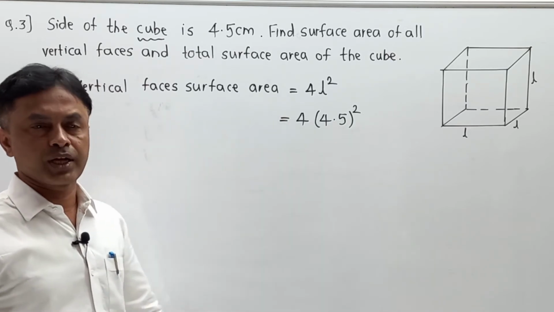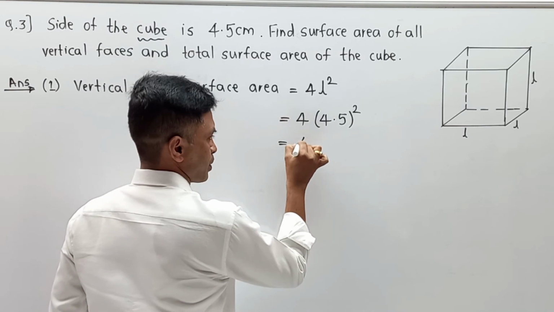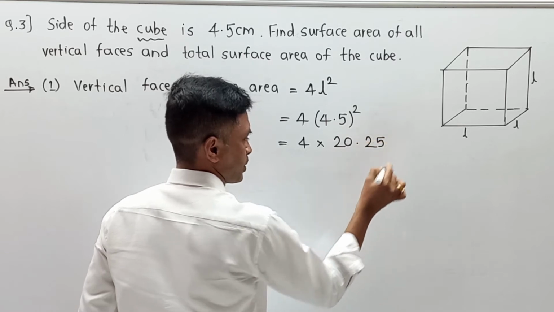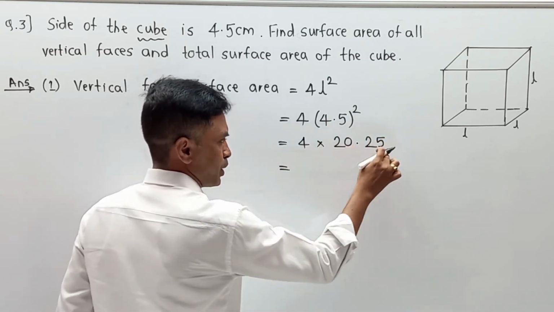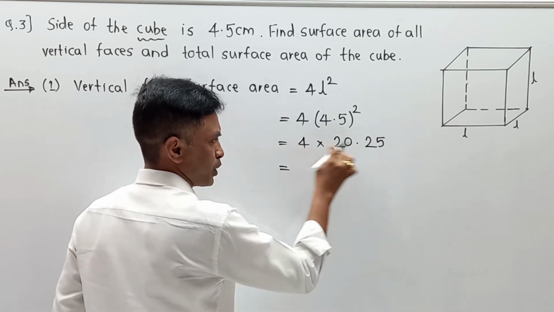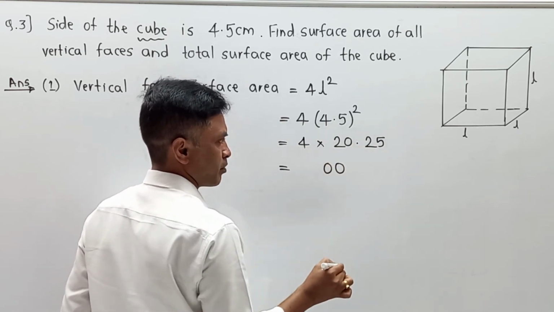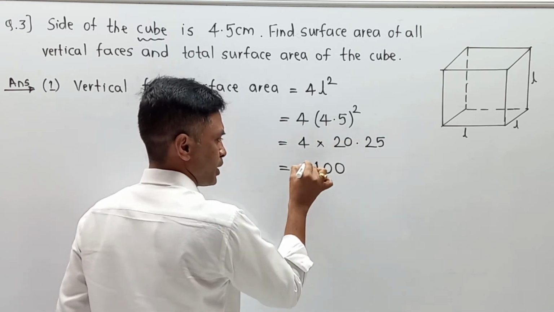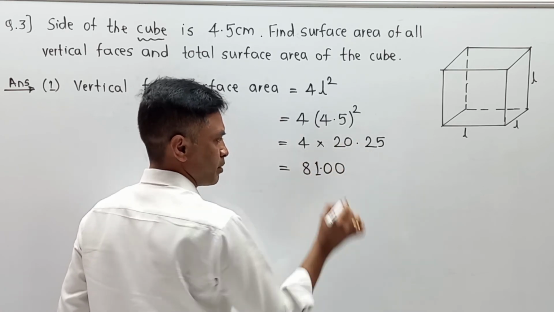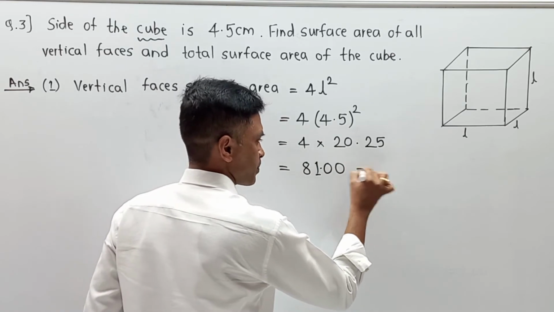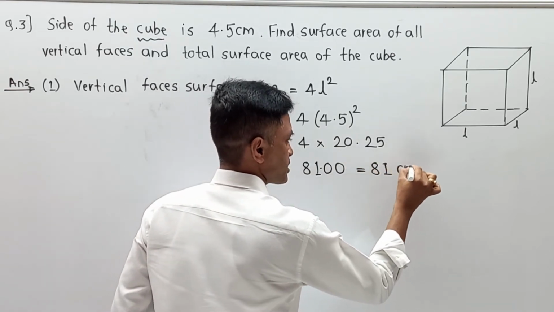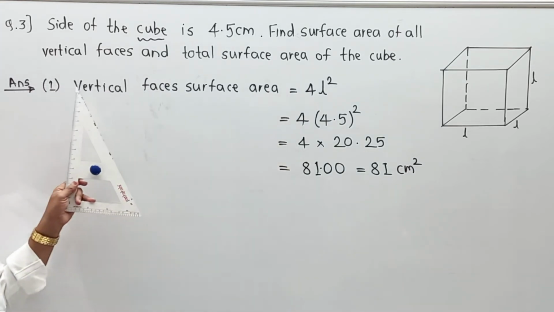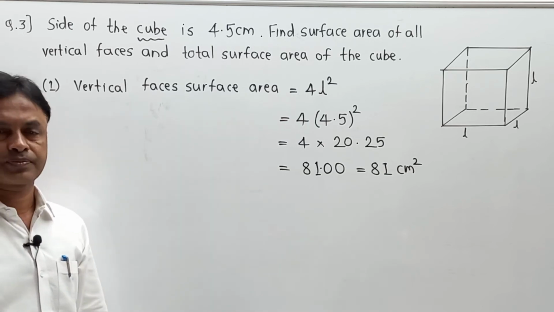Now we are going to do the needful calculation and the part is 4.5 square becomes 20.25. Now the calculation is 4 into 5 is 20, carry 2, 4 into 2 is 8, plus 2 is 10, carry 1, 4 into 0 is 0, carry 1, and 4 into 2 is 8, plus 1 is 9, and again due to 2 decimals it becomes 81.00, or you can simply say 81, and it is a vertical surface area, so centimeter square. And in this way we have calculated the first part, that is vertical faces surface area.